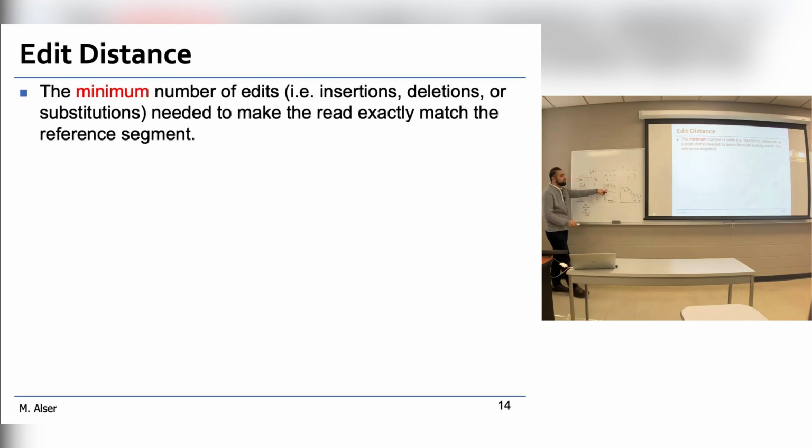You will see this term in a very large number of papers. Indel means insertions or deletions, okay? Or both of them. So it's the minimum number of edits needed to make the read exactly match the reference segment. And we took several examples last time, like, you remember the example? Like Switzerland and Netherlands, when we tried to compare them and saw different ways of how we could arrange those characters, that is edit distance.